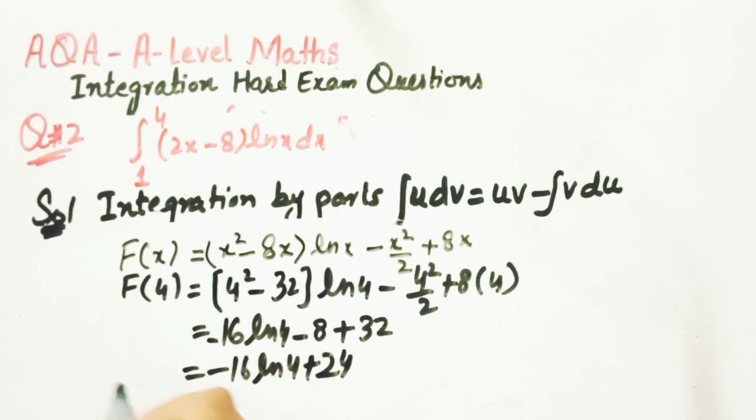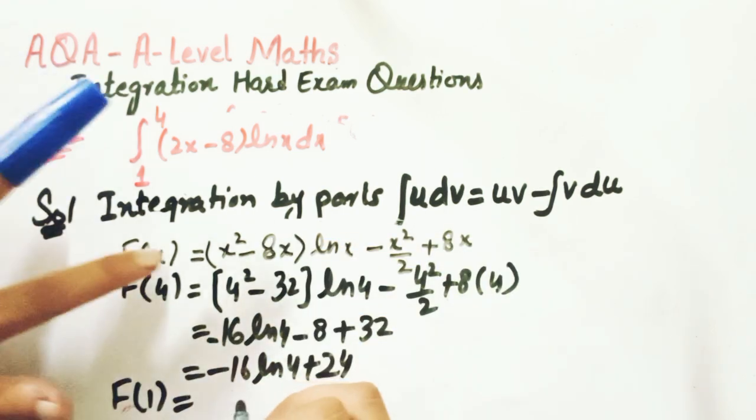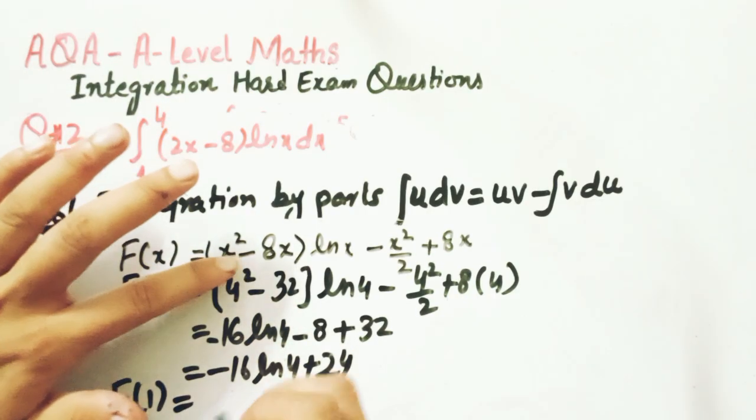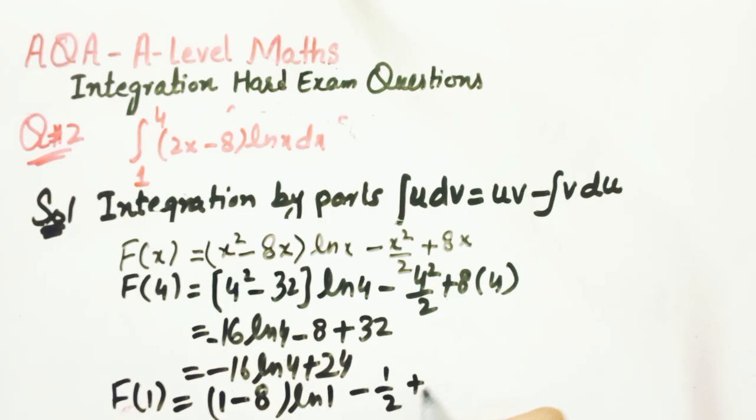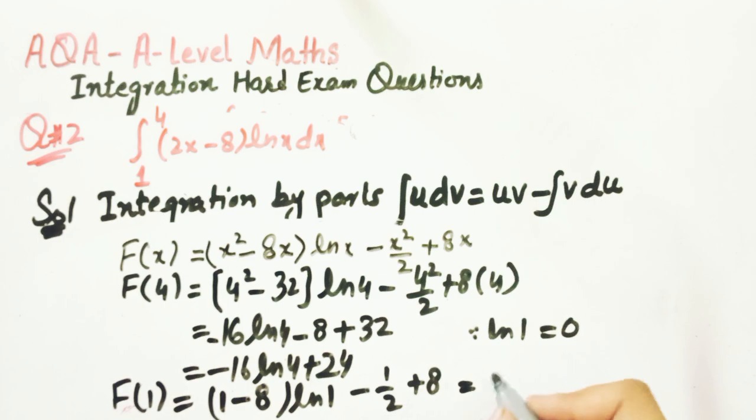Now we will find the value of f of 1. F of 1, when we substitute 1 squared, so 1 minus 8 of 1 and ln 1, minus 1 by 2 plus 8. Since we know that ln 1 is 0, that's why we get 16 minus 1 by 2, which is 15 by 2.